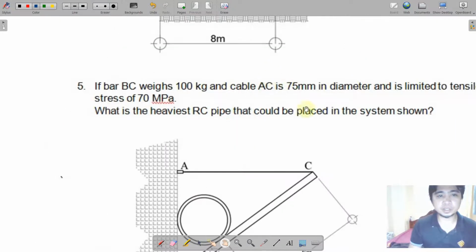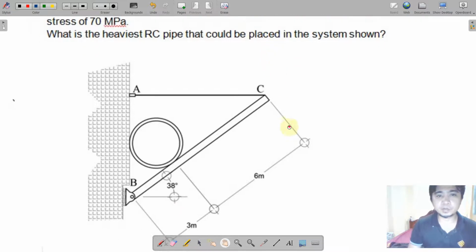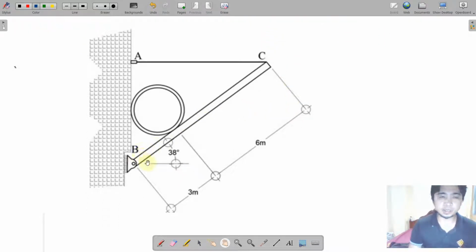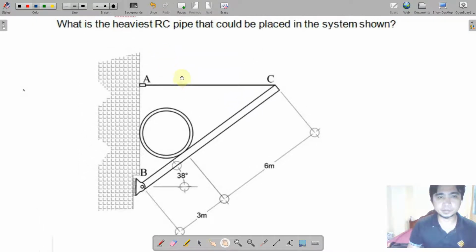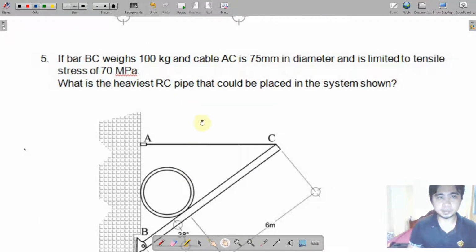So let us move on to the 5th problem. For the 5th problem, as we can see here, we have bar BC directly carrying the RC cylinder, which is resting also at the wall. Okay, and then we have a pin connection here at B. At the other edge, we have cable AC also supporting this one. AC is 75 millimeter in diameter, and also we have a limit for AC equivalent to 70 megapascal according to the problem.